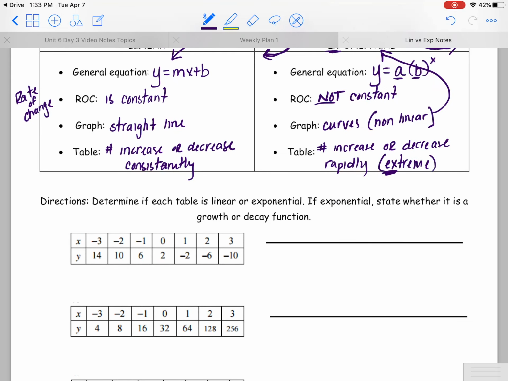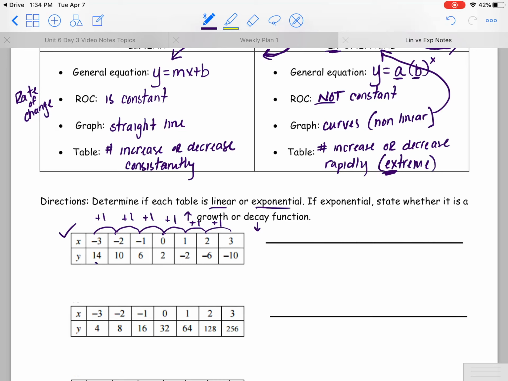The directions are to determine if each table is linear or exponential. If it's exponential, then we're also going to state whether it's growing or decaying. Remember, if it's growing, my numbers should be going up, and if it's decaying, my numbers should be going down. So I'm going to look at my x values and ask, what is the difference between each one of these? How would I go from -3 to -2? I'd have to add 1. Same thing from -2 to -1, I'd have to add 1. And if I keep looking, these happen to be consistent. So my x values are good.